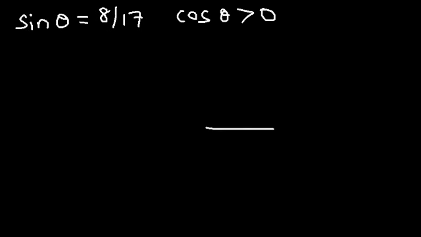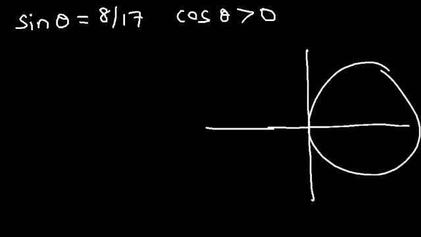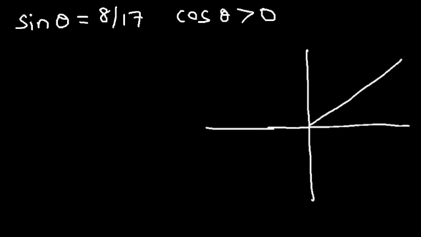Now first, you need to determine in which quadrant the right triangle lies. This is quadrant 1, quadrant 2, quadrant 3, quadrant 4. Sine is associated with the y value. So sine is positive in quadrants 1 and 2, since y is positive there. Cosine is positive in quadrants 1 and 4. Cosine is associated with the x value, and x is positive on the right side of the graph. So because both sine and cosine are positive, the triangle is in quadrant 1.